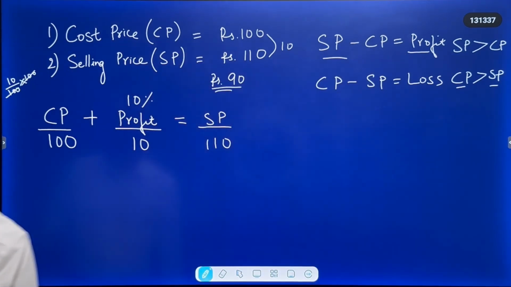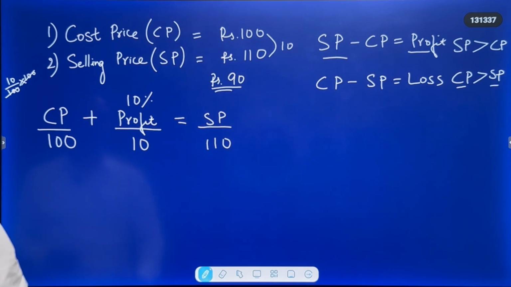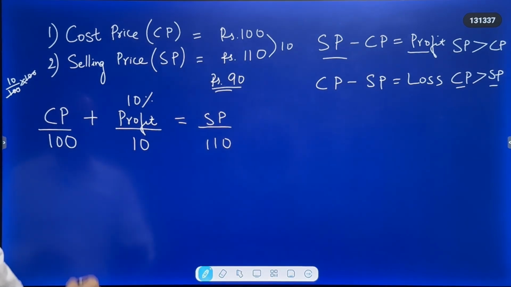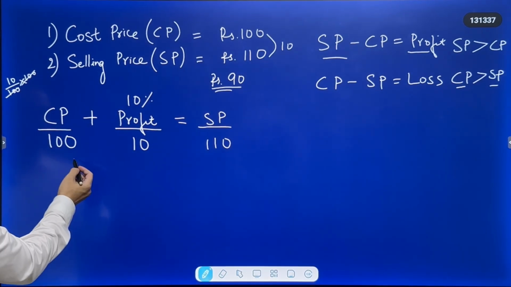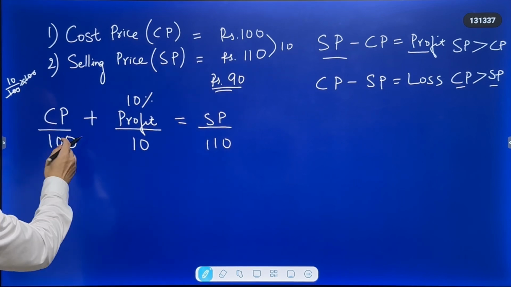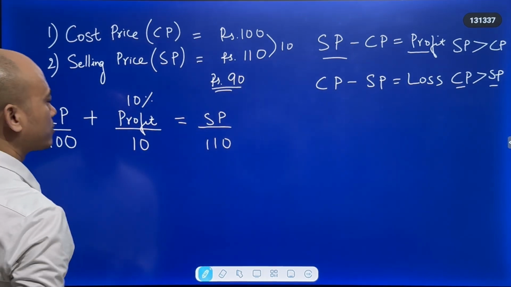So what I want to discuss here is to do it directly. Directly means, first what we did here, we got the cost price, then we took 10% of cost price, then we added the cost price and we got the selling price.